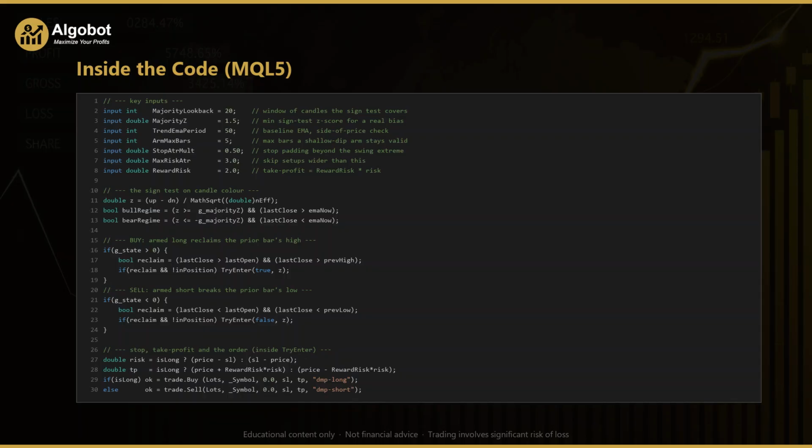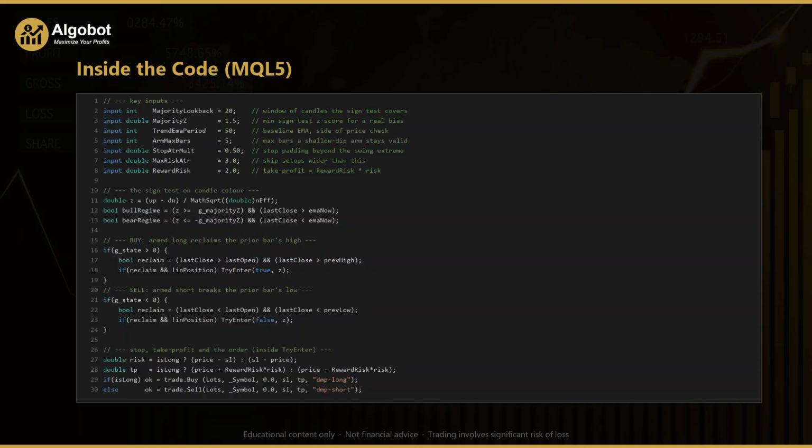Stop ATR multiple, max risk ATR, and reward risk govern the stop padding, the maximum allowed risk, and the 2-to-1 target. Below that you can see the sign test itself. The z-score is up minus down, divided by the square root of the effective count.